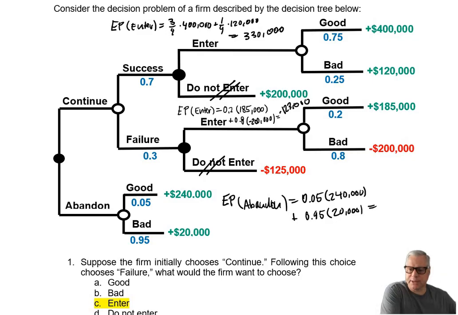So let's use my calculator again. 0.05 times 240,000 plus 0.95 times 20,000. So that is 31,000.